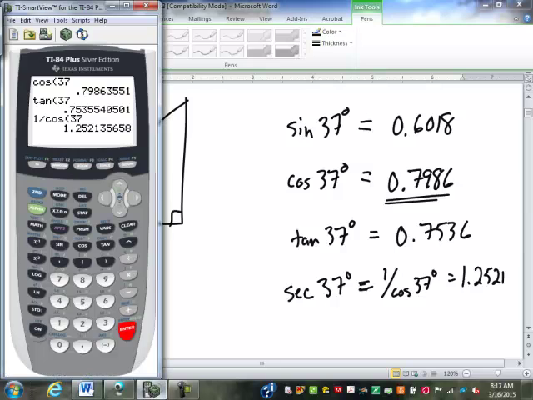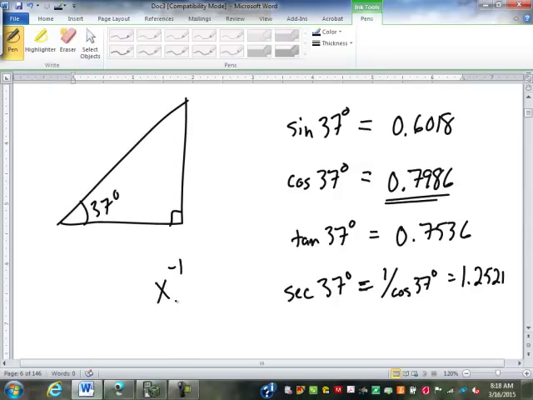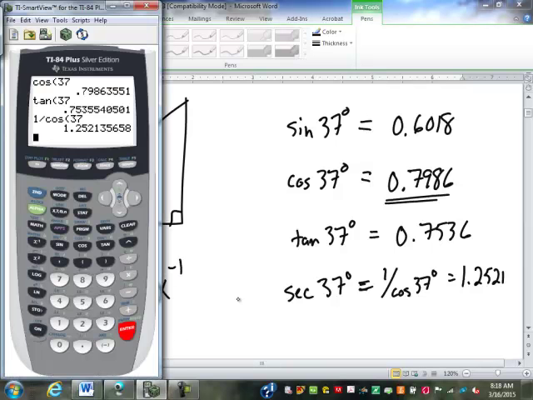I did this. Now, technically, a better way to do it, you guys have this key right here, x negative 1. That's a reciprocal key. So the best way to do it on your calculator, and the reason I'm showing you this is because when we do what we call inverse trig functions in a couple of days, it's going to be a lot easier if we do it this way. You do cosine 37, and you close the parentheses. That's going to give you the cosine of 37 degrees. Then you hit the x negative 1 key like that. And it gives you the 1.2521.